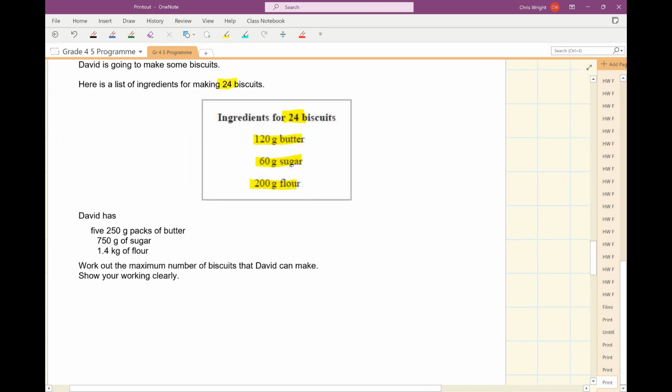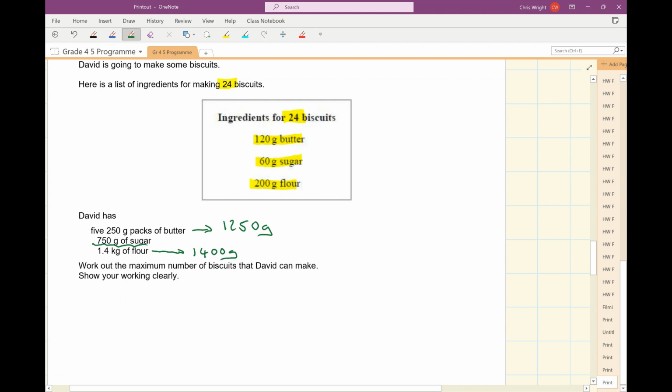Well, David has 5 250-gram packs of butter. That's quite a lot of packs of butter, isn't it? 5 times 250. So he's got 1,250 grams of butter in total. Okay, he's got this much sugar, and he's got that much, 1.4 kilograms of flour. Well, let's put that into grams, 1,400 grams of flour.